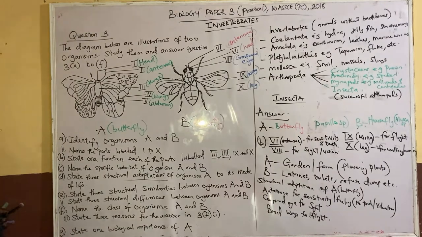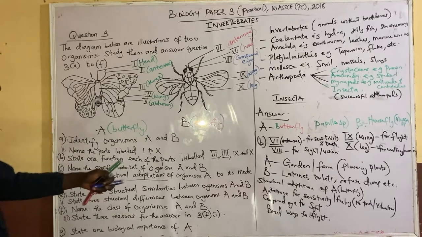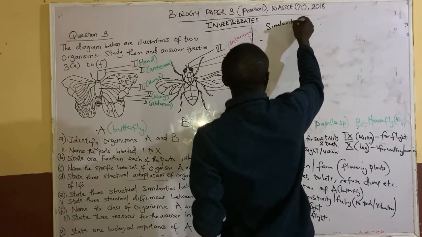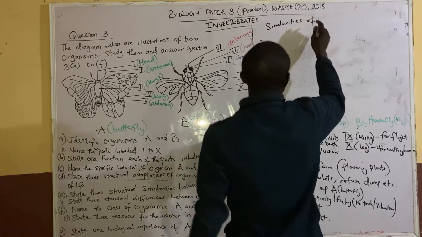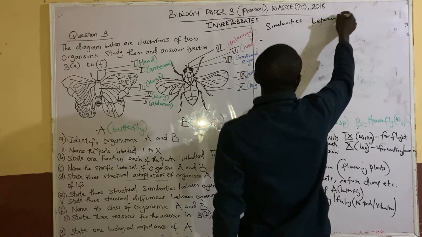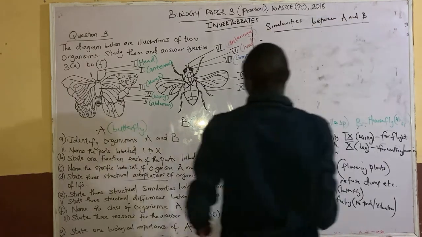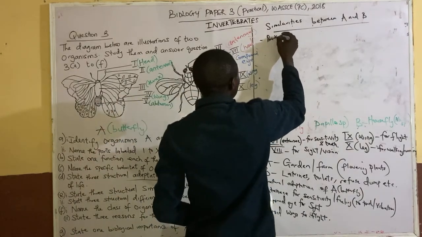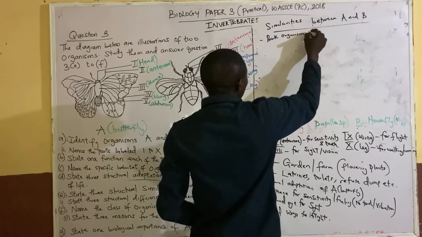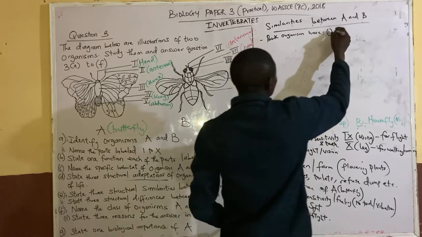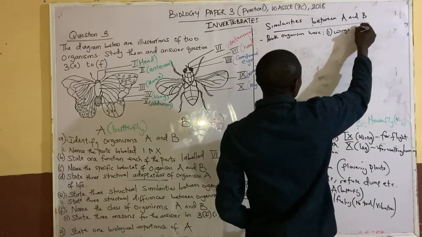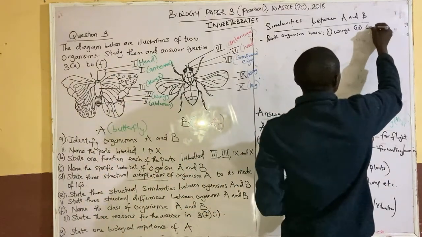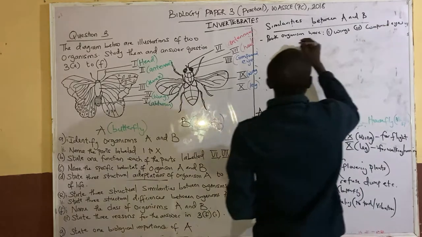State structural similarities between organism A and organism B. So what are the similarities? What are the things that they have in common? Between A and B, they both have wings. Both organisms have wings. Both organisms also have compound eyes.